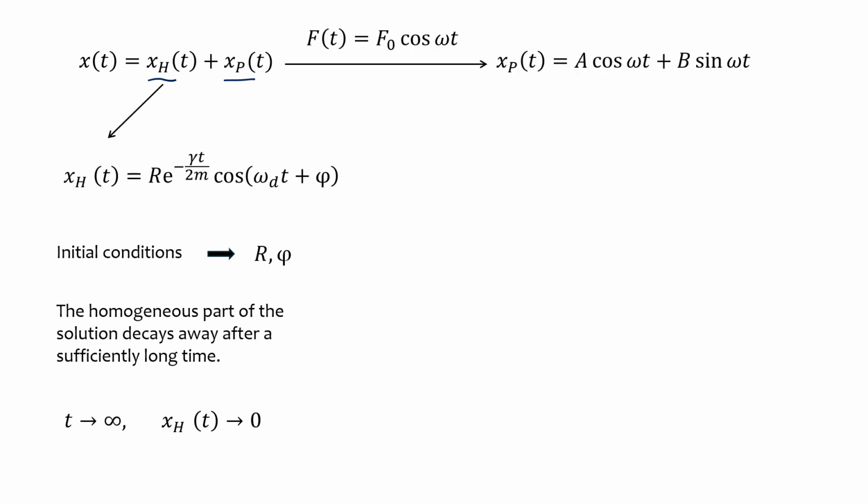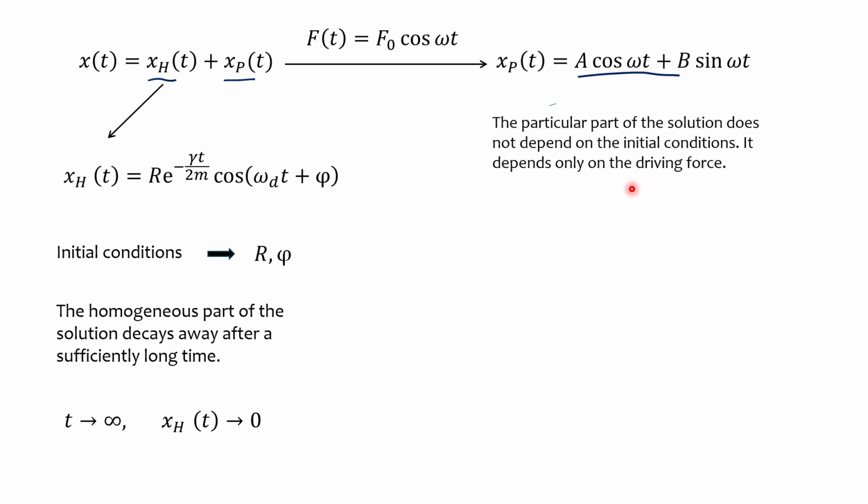decays away. Next, the particular part of the solution is written here. We just calculated it for the case of a harmonic driving force. The important thing is that a particular part of the solution does not depend on the initial conditions. The homogeneous part does depend on the initial conditions, but the particular part does not. Instead, the particular part depends only on the form of the driving force.